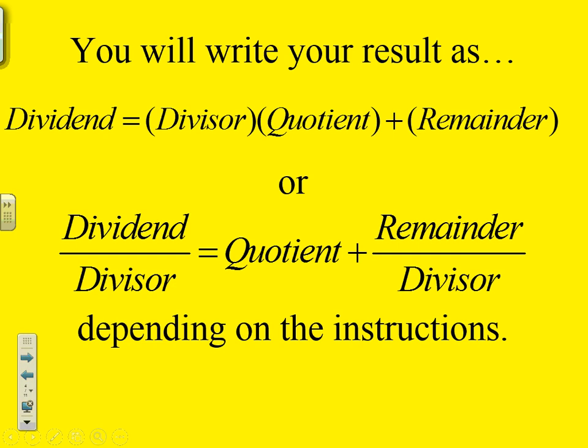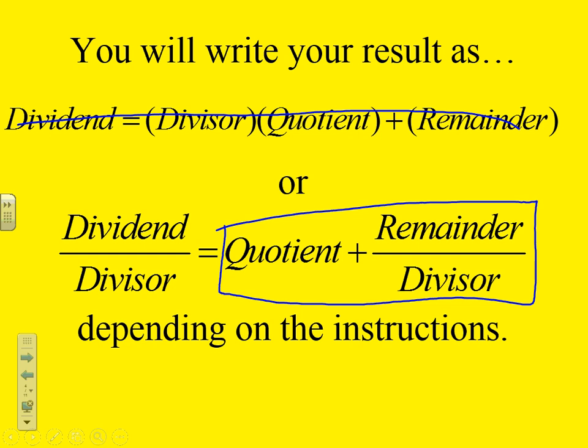So here are two different ways of writing your answer. The one on top is the divisor times the quotient plus the remainder, which we're really not going to be writing our answer that way. I really like having the answer written this way right here, so that's the way I'm going to demonstrate it, and that's the way I'm going to expect you to show your answer. Whatever the quotient is, we take that, and then add the remainder over the divisor, if we have a remainder, because not always will you have one.